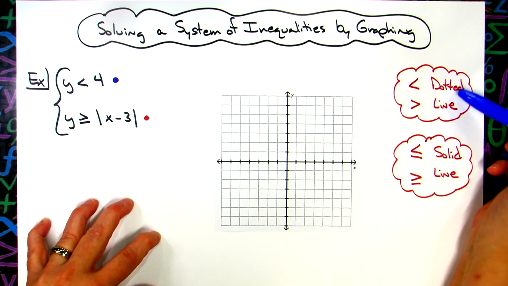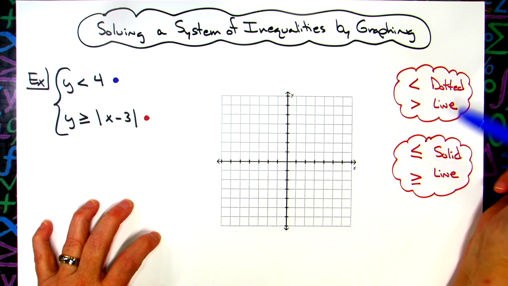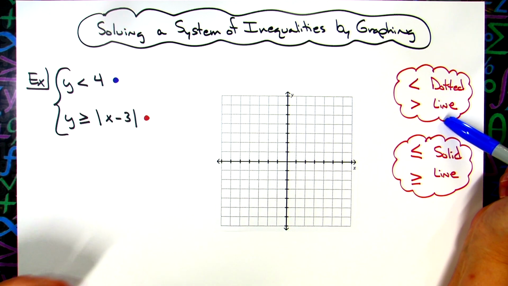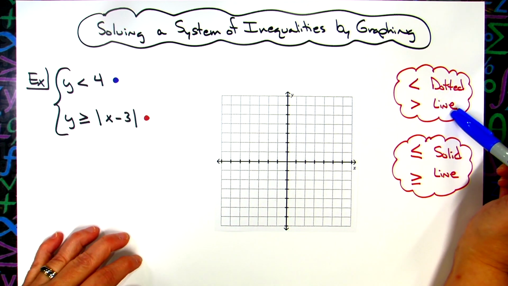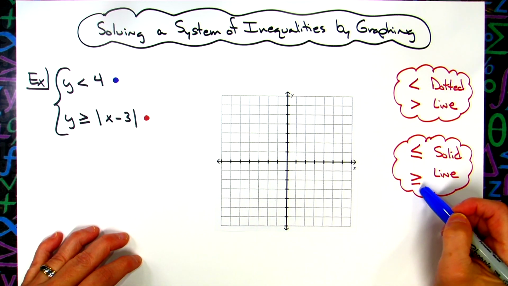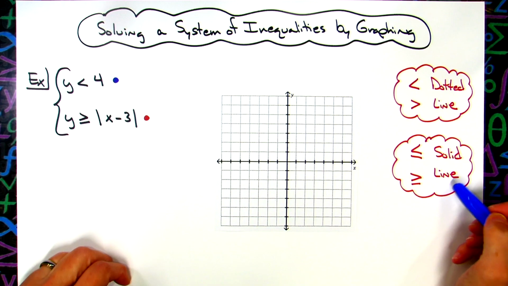We're going to have to decide, with this being inequalities, whether we're going to use a dotted line or a solid line. When it's less than or greater than, the numbers that are on the line are not included in the solution, so that's when we use a dotted line. When we've got the less than or equal to, greater than or equal to part, then that means that the equations that are on the line will be part of the solution, so we want a solid line.